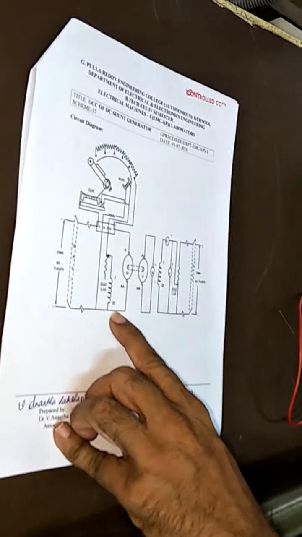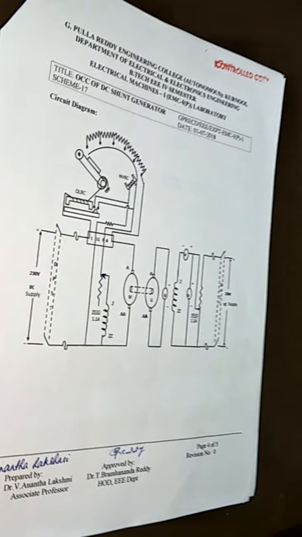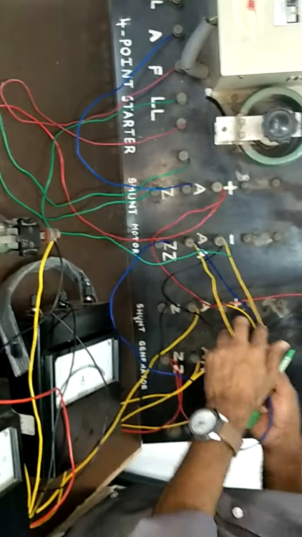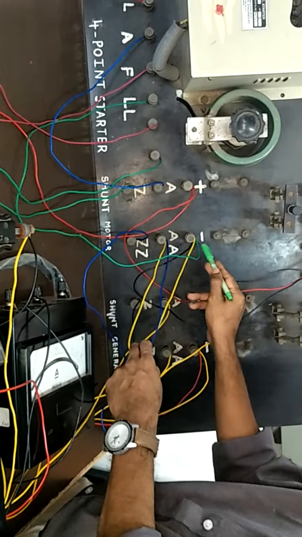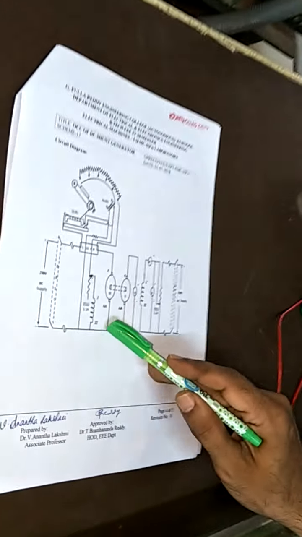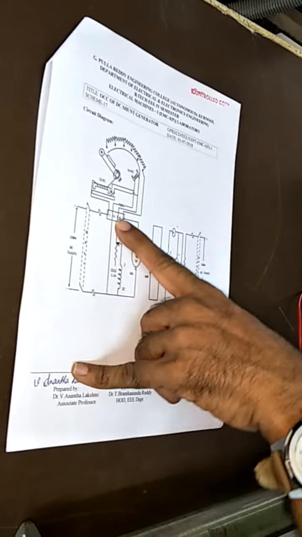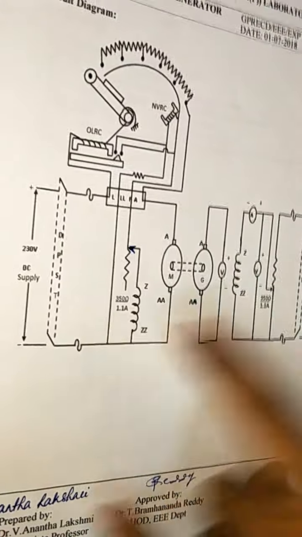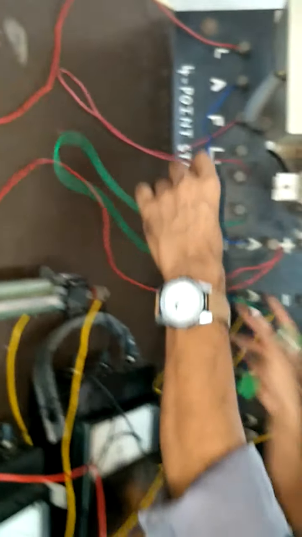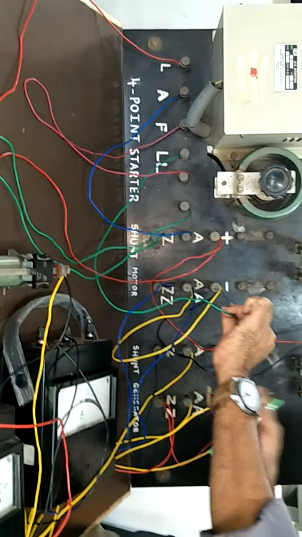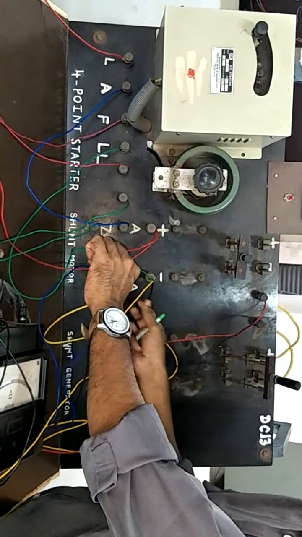ZZ is connected to AA also, the armature terminal of the DC motor, and those two points are again connected to the negative terminal. These two are connected and then connected to the negative here. Is it clear? Next, the LL terminal: LL is directly connected to the negative terminal. This is for the entire protection of the motor.